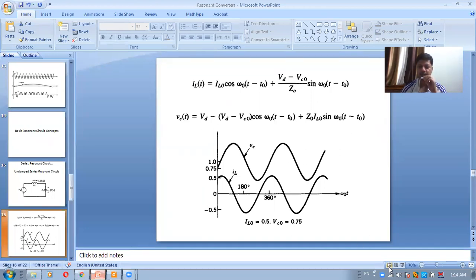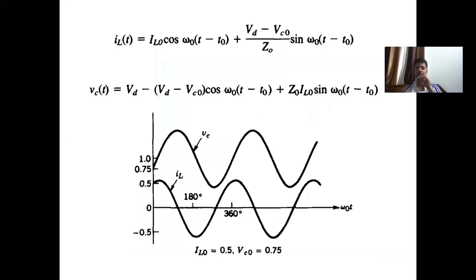Here I am again displaying the solution, but this is from Ned Mohan's book. I had taken T0 equal to 0. He has not taken T0 equal to 0. He has taken T0 as it is.